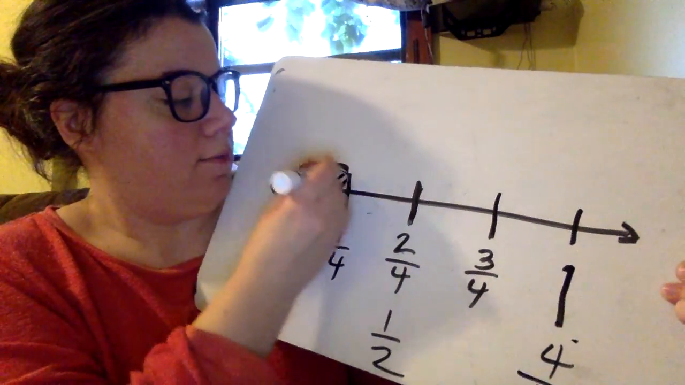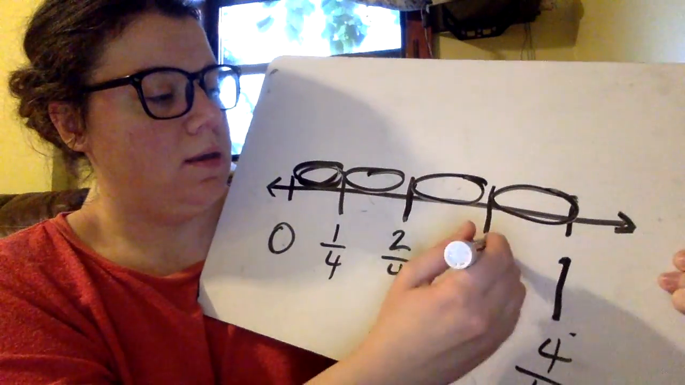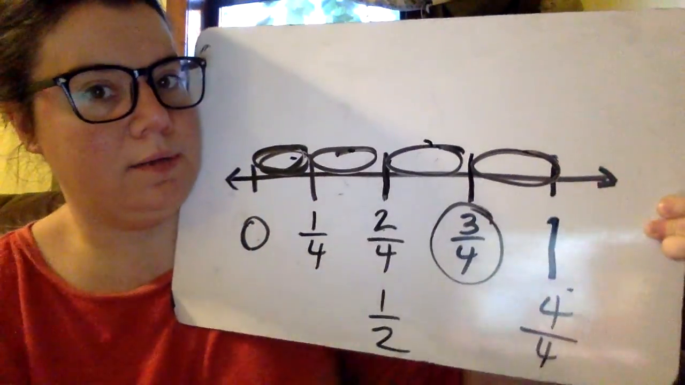Our number line is divided into 4 parts. 1, 2, 3, 4. And there's our 3/4. 1, 2, 3 out of 4. Ta-da! Okay.